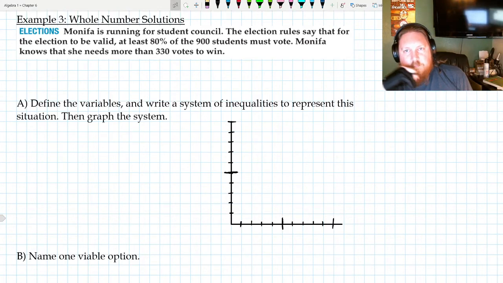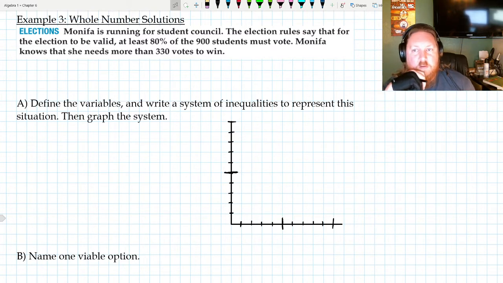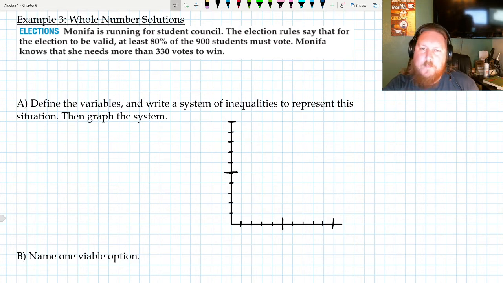Example 3. Monica is running for student council. The election rules say that for the election to be valid, at least 80% of the 900 students must vote. Monica knows that she needs more than 330 votes to win. So we're going to define some variables, write a system of inequalities, and then graph the system itself.